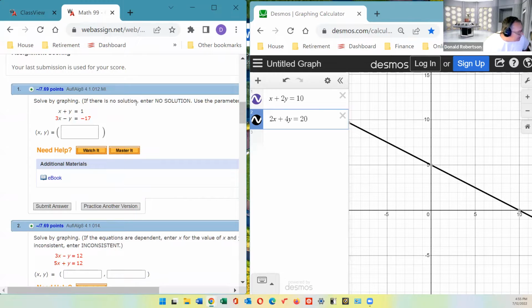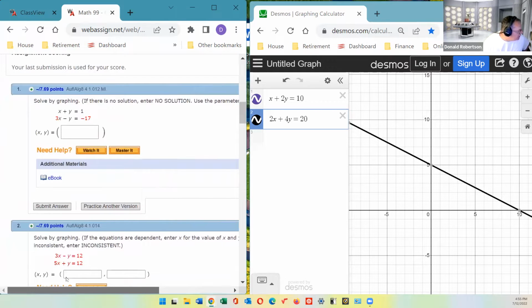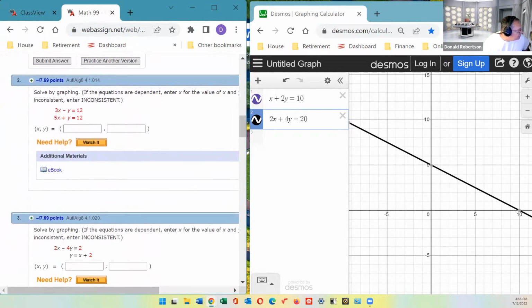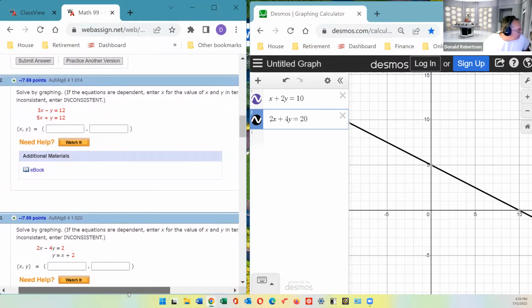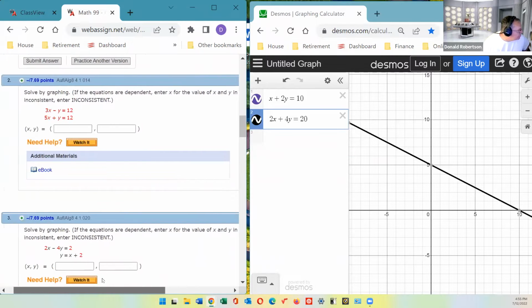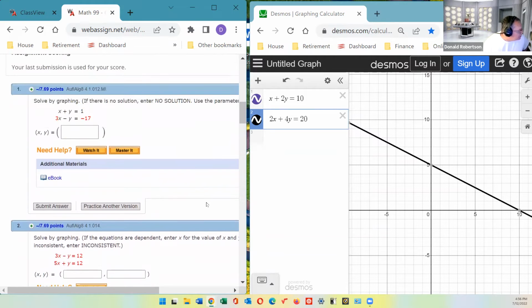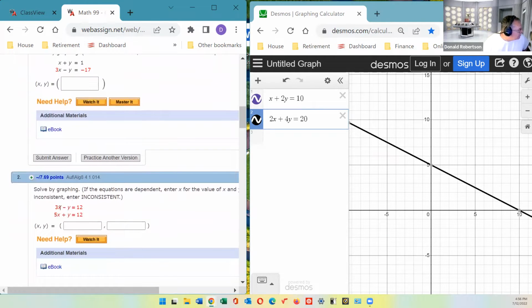Solve by graphing. Is there no solution? Enter no solution. Use the parameters x and y as necessary. And in this situation, if the equations are dependent, enter the values of x and y in terms of x. If the system is inconsistent, enter the word inconsistent. So I'm not quite sure how you could do it in two boxes, but we should be able to do that. So let's try this one here.